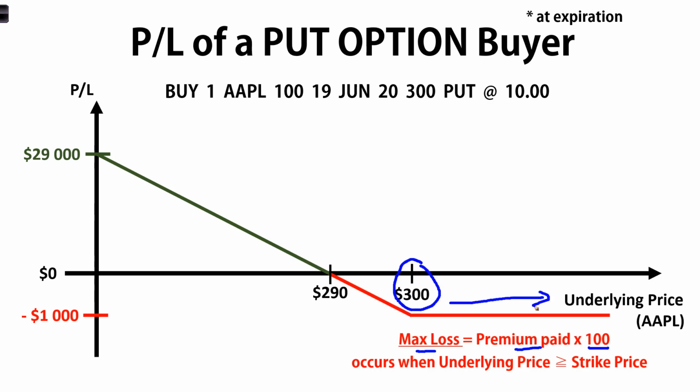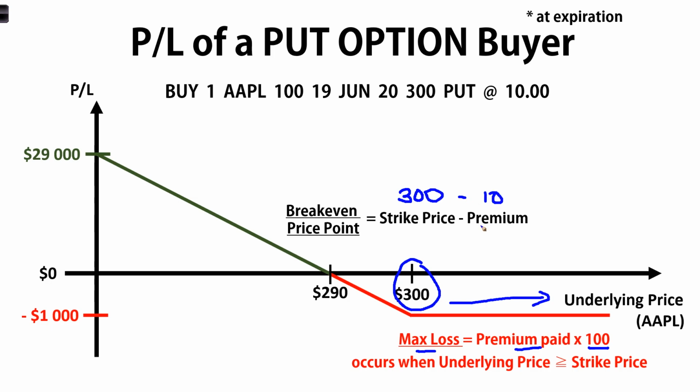Now, how much must the price of Apple fall in order for you to break even? In other words, what is the break-even price point for this stock? This is calculated by taking your strike price minus off the premium per share that you have paid. And that gives you a break-even price point of $290. Meaning to say that you only profit when the price of Apple can drop below $290 per share by your expiration date of the put option.